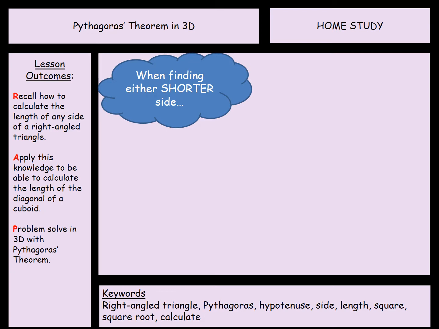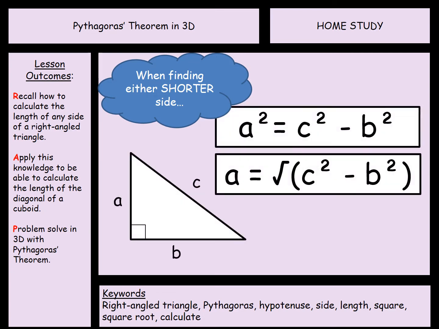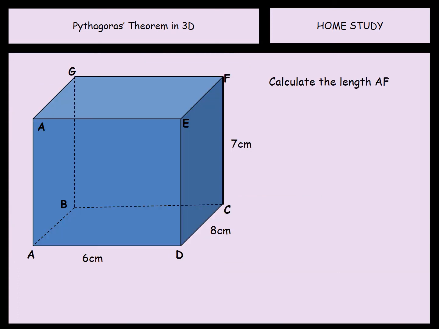You'll also remember when you're finding a shorter side, remember shorter side subtract. So if we're finding either a or b, you do c squared minus the other one squared. Whichever way around it is, you do the longest side first and then take away one of the shorter sides. So this is just a bit of a recap. Let's see how we can apply this then.